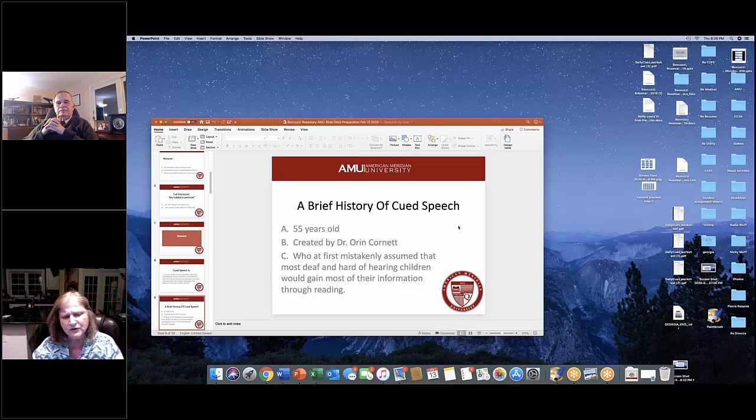This was created by Dr. Orin Cornett, who was vice president in charge of extended learning at Gallaudet, and the system is 55 years old. It was invented in the mid-60s. And he thought that because people were deaf, they would get their information from reading. But in fact, it was brought to his attention that students in high school who took their SATs had a 3rd and 4th grade reading level in comprehension.